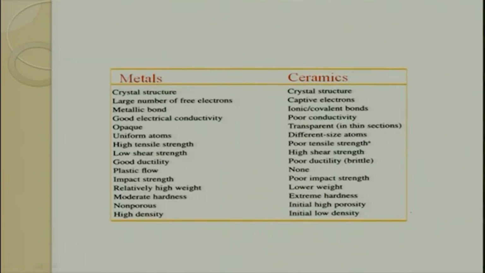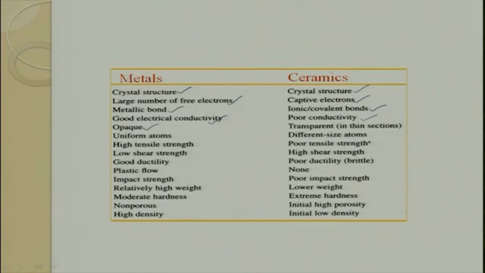Before getting into it, a little bit of fundamentals. What is the typical difference between a metal and a ceramic material? Metals have crystal structures; ceramics also have crystal structures. In metals, you have a large number of free electrons, so it is predominantly a conducting material. Here, captive electrons are there. In metals, we have metallic bonds; here it is ionic or covalent bonds, which are very, very strong. Since metal has free electrons, it is a good conductor. Ceramics are poor conductors.